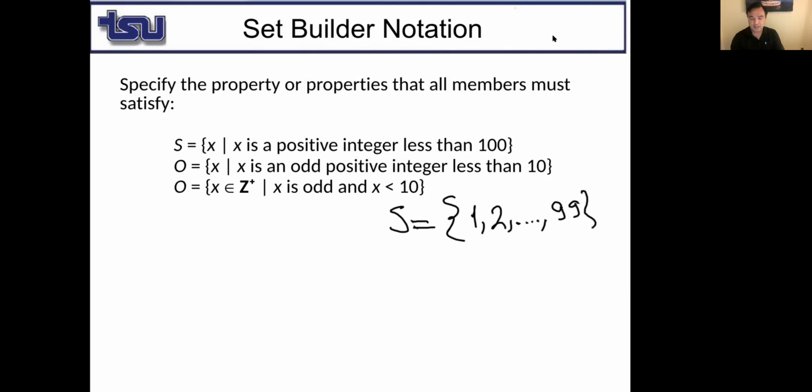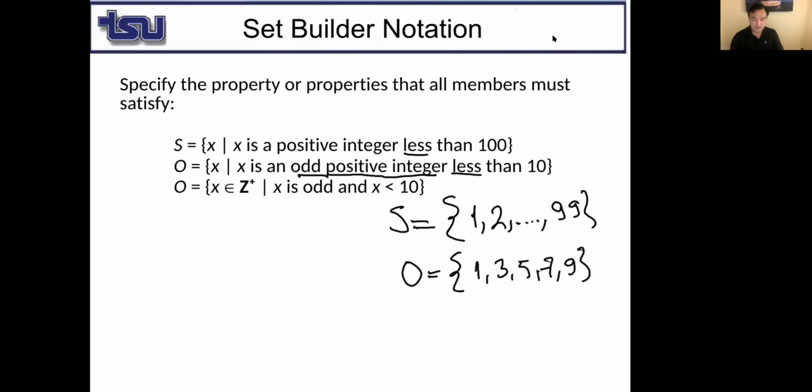99, because strictly less than what? 100. Or O is, what does it say? An odd positive integer. So first of all, positive integer, and it's odd. So 1, 3, 5, 7, and 9, because strictly less than 10.